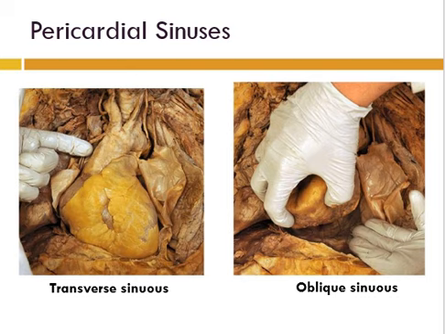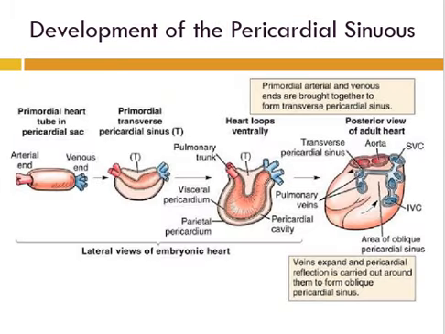Now, what are the pericardial sinuses? In this picture a cadaveric specimen is shown. On the left side there is a transverse sinus, and in the right picture there is an oblique sinus which lies behind the heart. Oblique sinus is located behind the heart. Now, what is transverse sinus and how does it develop?